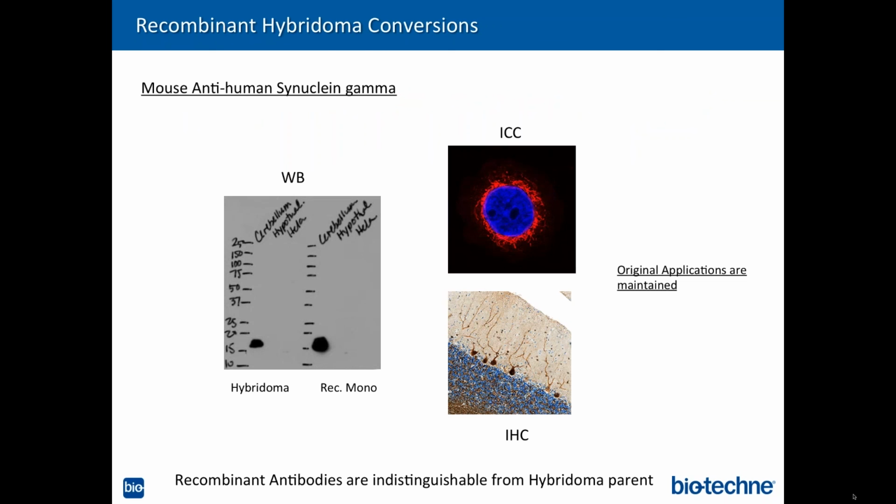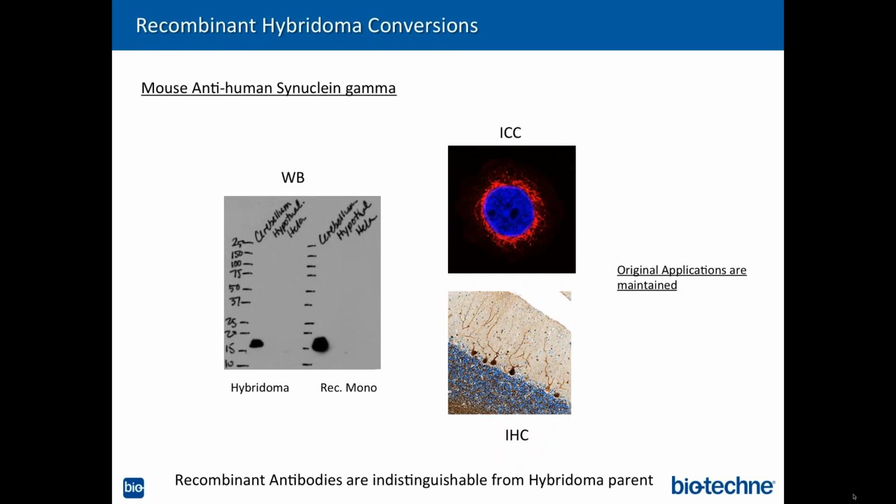So this is an example of a typical result obtained on the left. This was our anti-human synuclein gamma antibody. This was a mouse monoclonal based on a hybridoma cell line going in. We cloned out the genes, we put it in our expression vector, and on the left is the Western blot as a comparison between the hybridoma and the recombinant monoclonal. They give the exact same result. They detect the same band. There is no increase in non-specific detection of any other proteins.